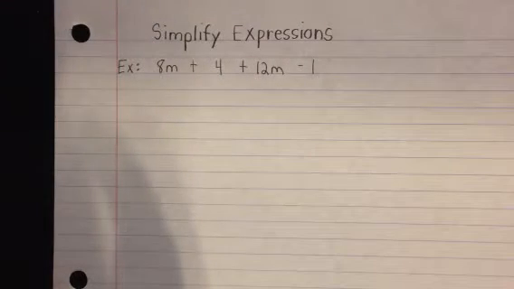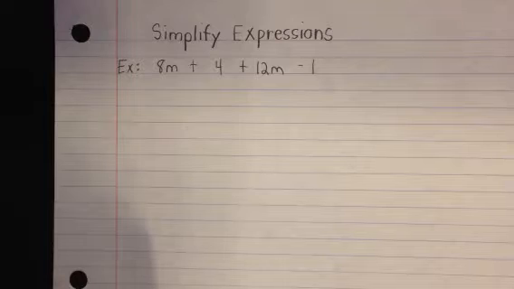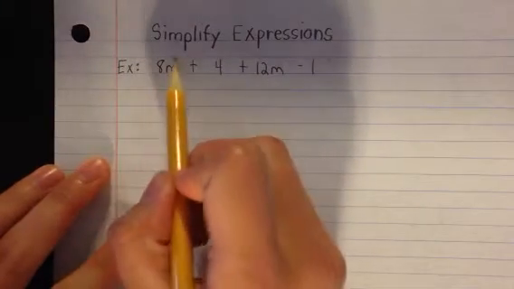The first example we're going to look at is 8m plus 4 plus 12m minus 1. In this instance the only operations are plus and minus, so we're just going to collect like terms. Which terms are alike?